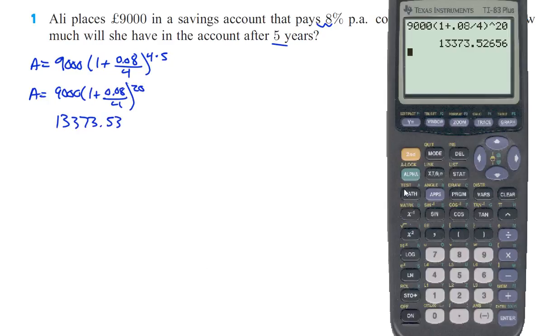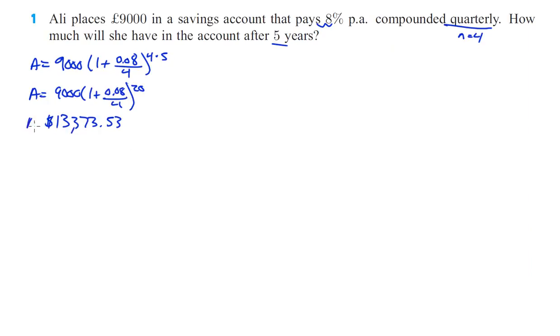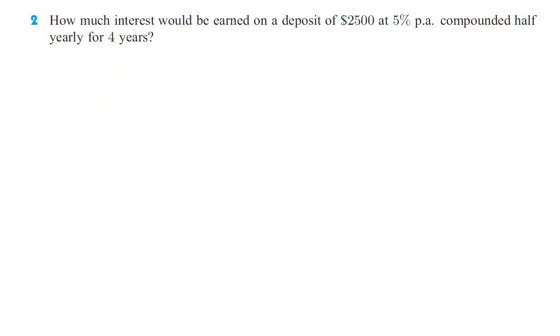Let's see, was that right? 13,373.53. That is going to be the ending amount. So that's how much you'll have after 5 years. So again, that's like $4,300 in interest. That's a pretty good deal. All right. And remember, that's pounds, not dollars. Sorry, I said dollars. But anyway, next one, number 2.